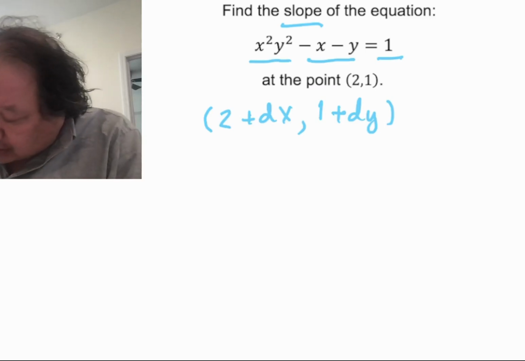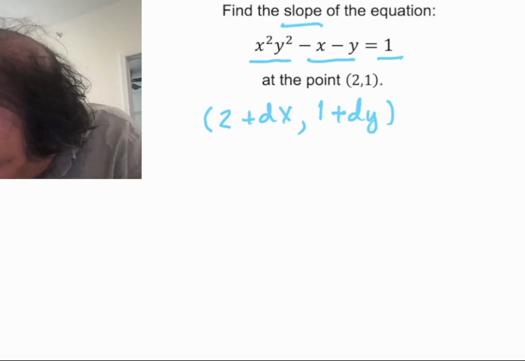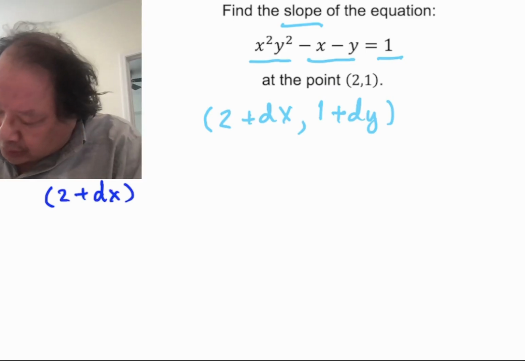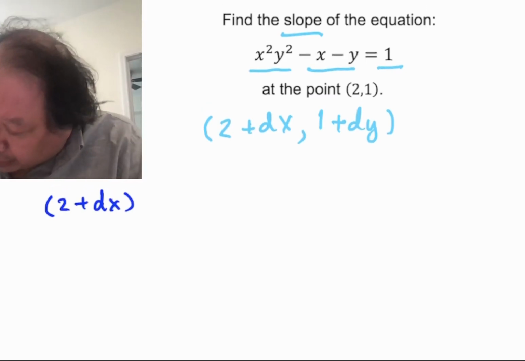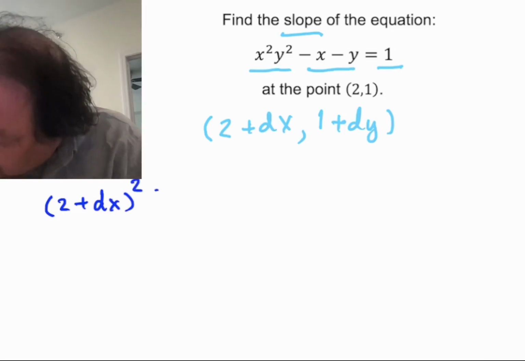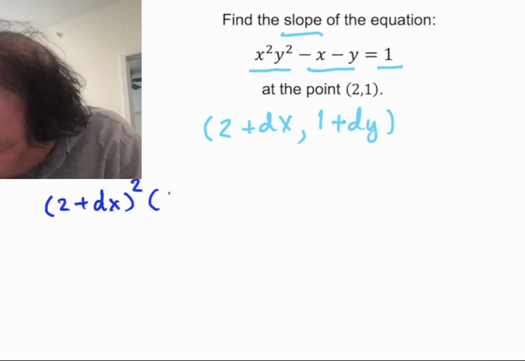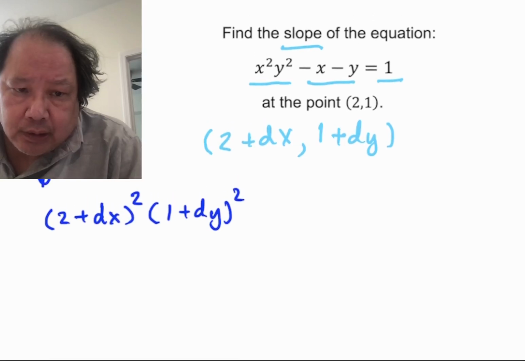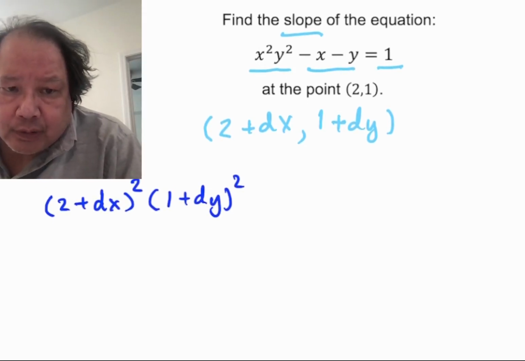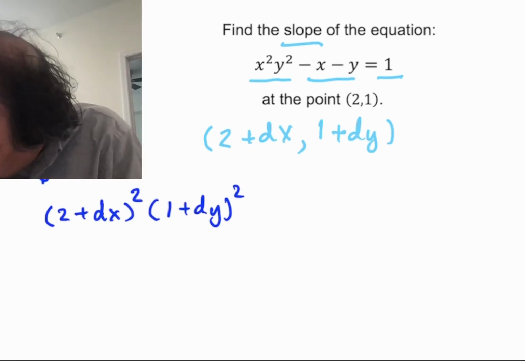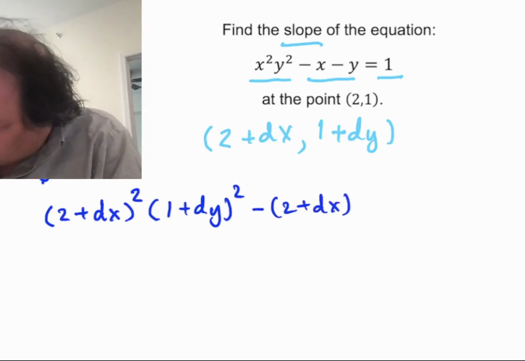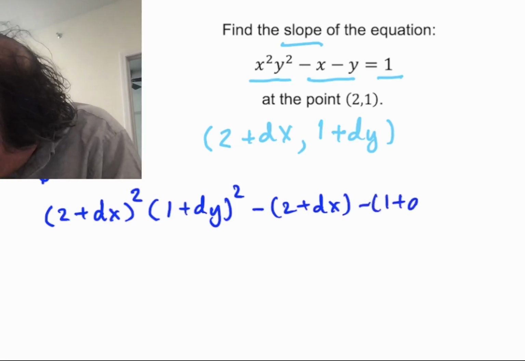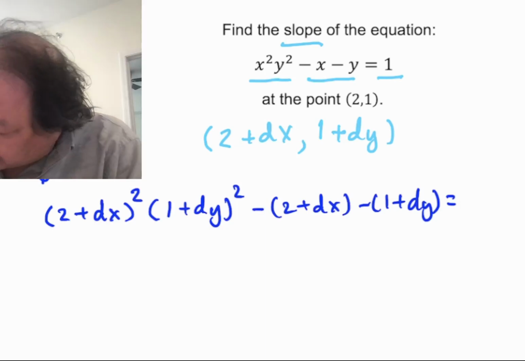And what we want to do is evaluate the expression at this new point. Expanding it, the new x point is 2 plus dx, and we need to square it because it's x squared times y squared. The new y point is 1 plus dy, squared. And then we're going to subtract the new x point, 2 plus dx, minus the new y point, 1 plus dy, and according to the equation, that whole thing equals 1.